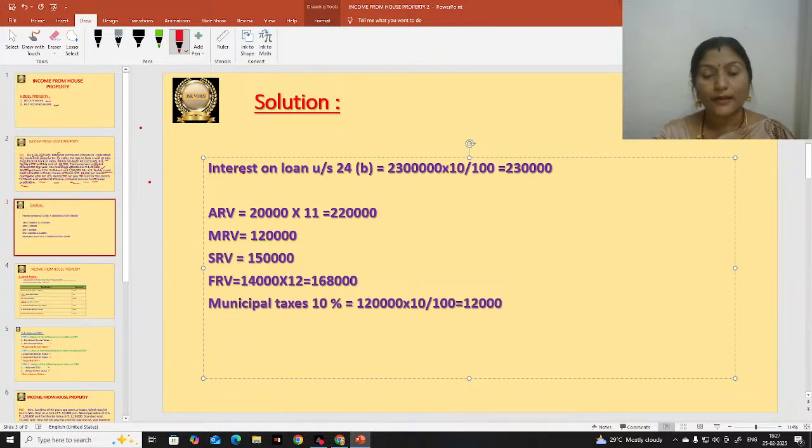Okay, and there is one rule for municipal taxes. If it is paid, then only we will give it as deduction in the statement. If it is not paid, don't give it as deduction. If nothing is mentioned in the question, we can assume that it is paid, so that we can give deduction. Okay, 12,000.